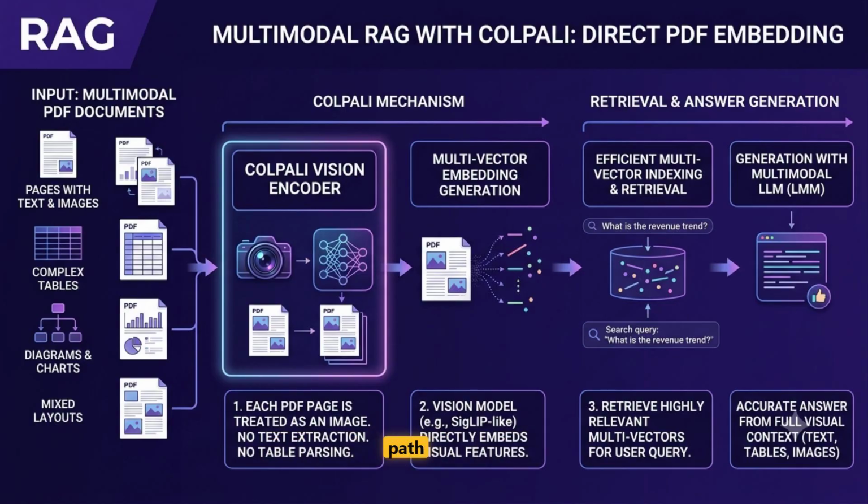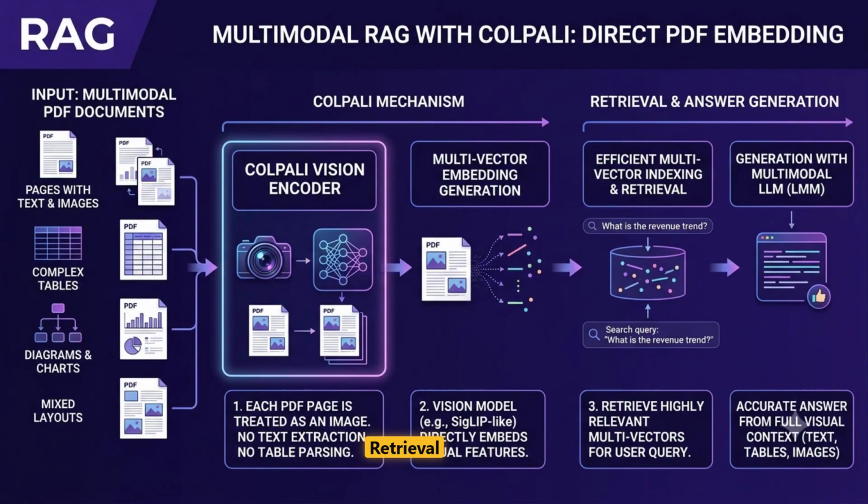Next, trace the path to the middle section, multi-vector embedding generation. This visual encoder, indicated by that central glowing camera icon, embeds all visual features, including charts and layout. This step directly addresses the breakdown you saw in scene 1, creating multivectors for a precise search.